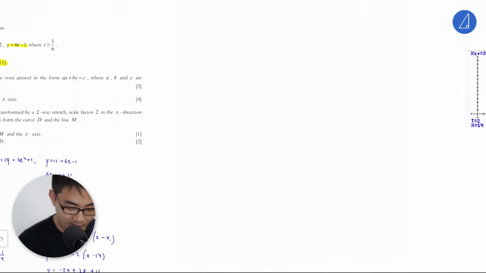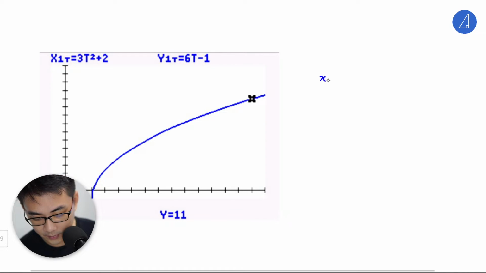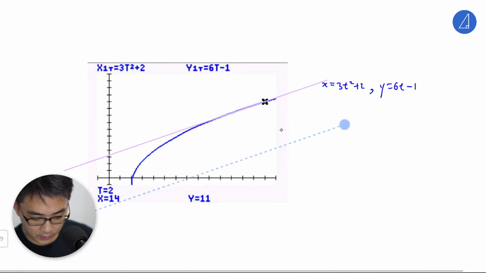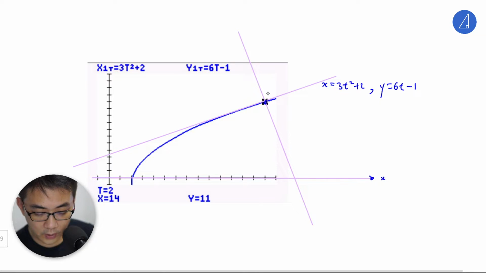So let me just move on. I just copied the graph from the GC. So there goes y equals 6t minus 1. What we now need is actually, this is a tangent. Of course, this is not the line which we are interested in. We want this normal. Here, of course, we have the x-axis here. All right. And we know that the point we are given is actually (14, 11).